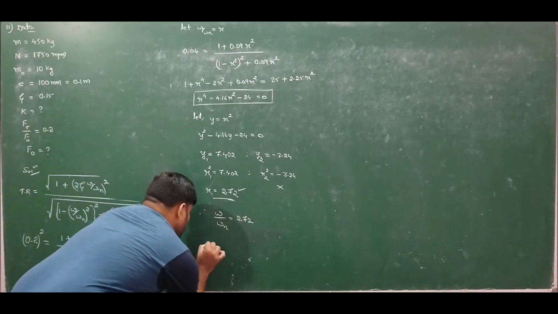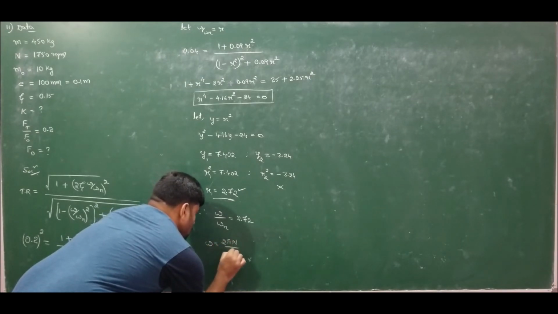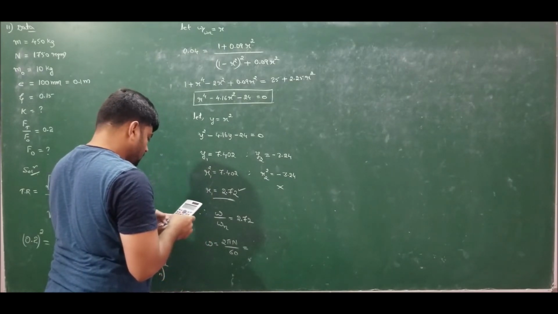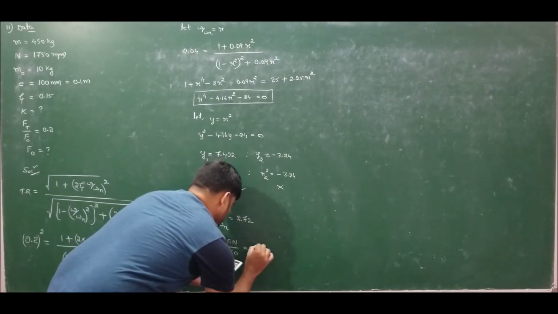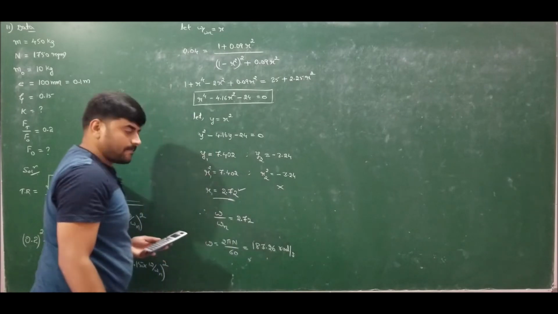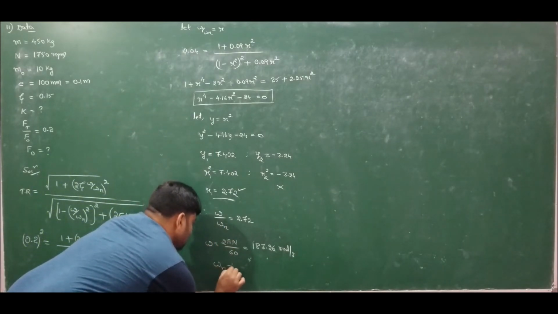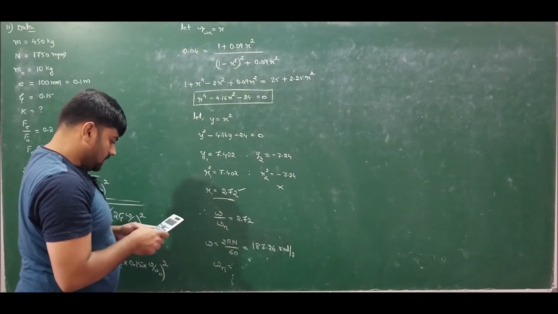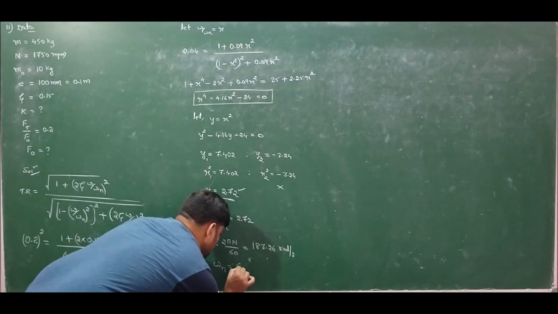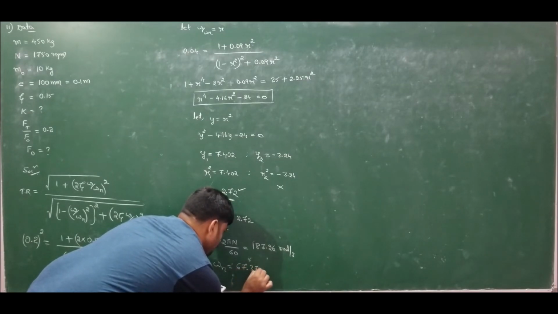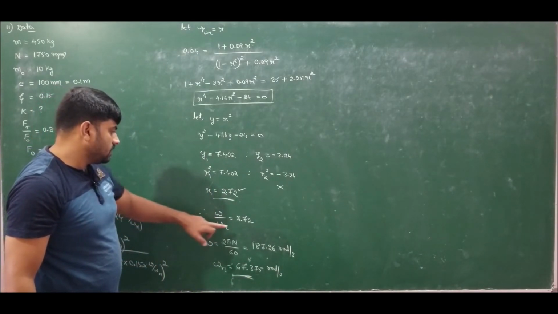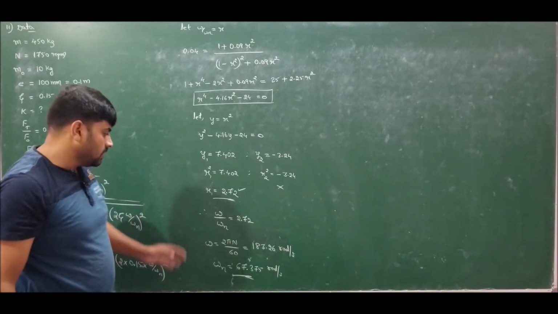RPM is known, hence I can find the value of omega. Omega is 2 pi N by 60. N is 1750, hence omega is 2 into pi into 1750 by 60, which is nothing but 183.26 radians per second. Now I can find the natural frequency omega n, which is omega by 2.72, that is 183.26 by 2.72, which is 67.375 radians per second. Clear? I found out omega. Substitute omega here, divided by 2.72, will get the value of omega n. So I found out omega n.